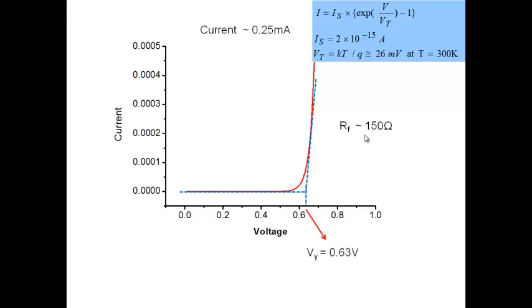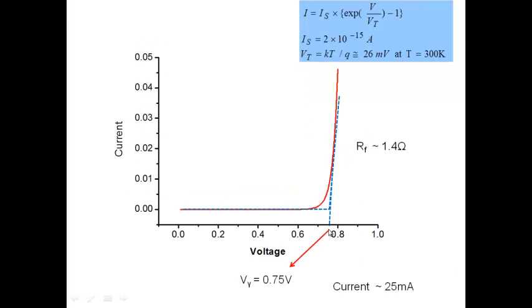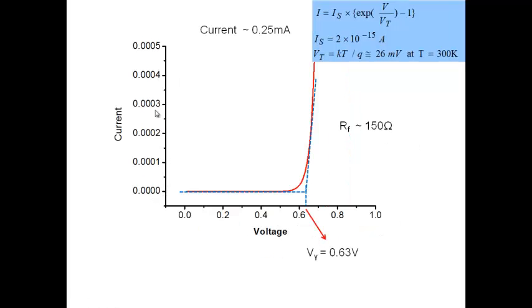If this is the range of current, then this is the appropriate diode model here. 0.63 volt is the cut-in voltage and the series resistance is 150 ohm. If you had a range of this one here, then of course 0.75 here and a series resistance of 1.4 ohms. So the model, as I made a general statement, model is a representation for a purpose. If your purpose is to approximate the characteristics over this current range, you have this model here. If your purpose is to approximate the characteristics over this range, then you have a different model, 0.63 and 150 ohm.